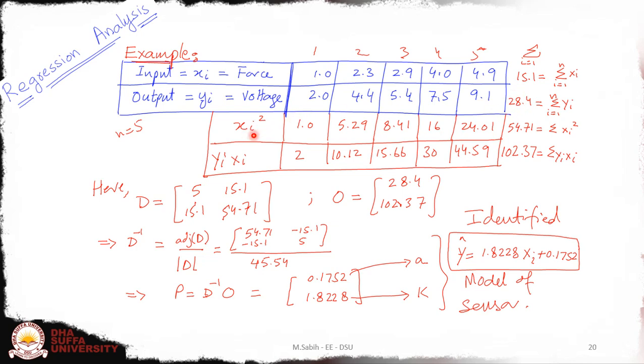Now for xi square, I first calculate it here. 1 squared is 1, 2.3 squared is 5.29, 2.9 squared is 8.41, 4 squared is 16, and 4.9 squared is 24.01. Once you have all the xi squares, you sum them up: 1 plus 5.29 plus 8.41 plus 16 plus 24.01, so it will be 54.71. And then we have another calculation here.